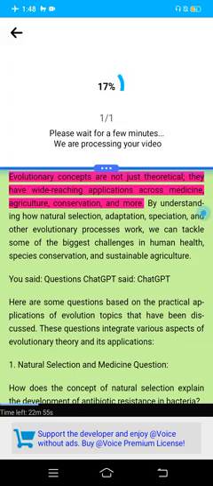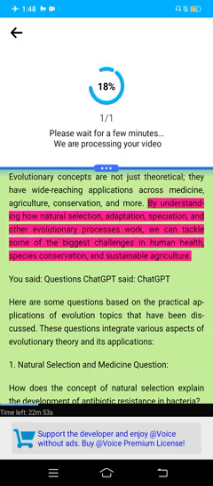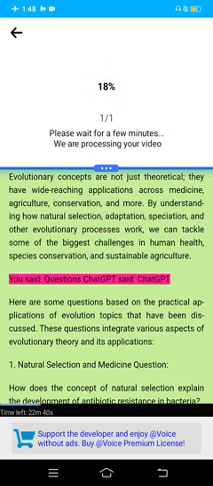Summary. Evolution concepts are not just theoretical, they have wide-reaching applications across medicine, agriculture, conservation, and more. By understanding how natural selection, adaptation, speciation, and other evolutionary processes work, we can tackle some of the biggest challenges in human health, species conservation, and sustainable agriculture.